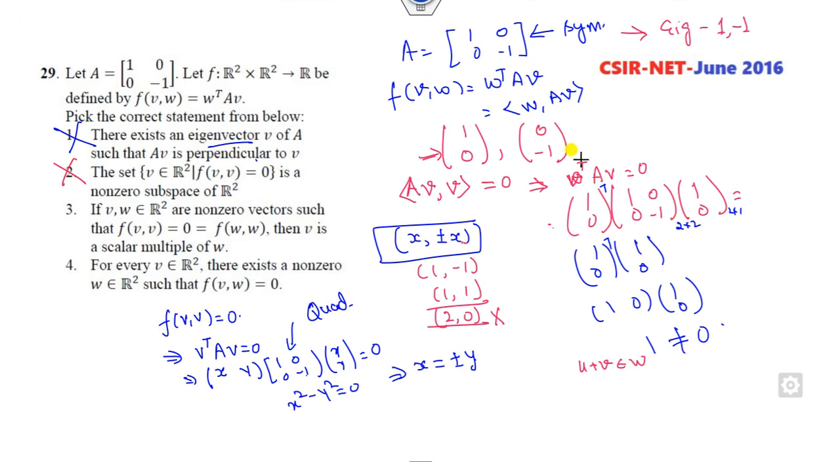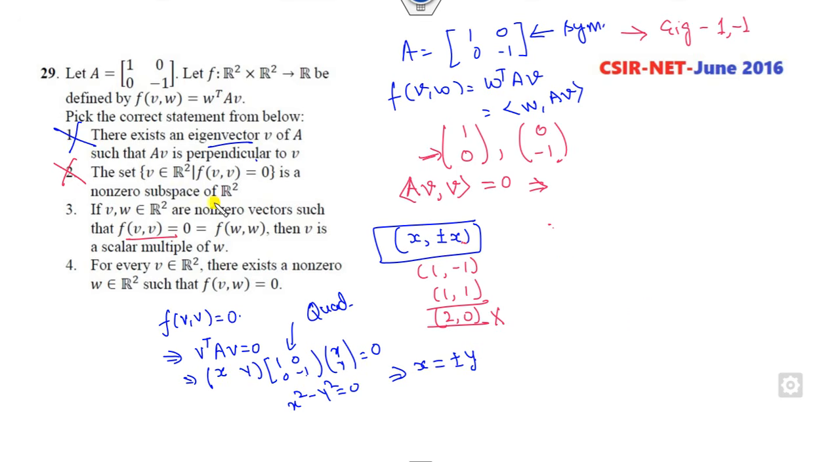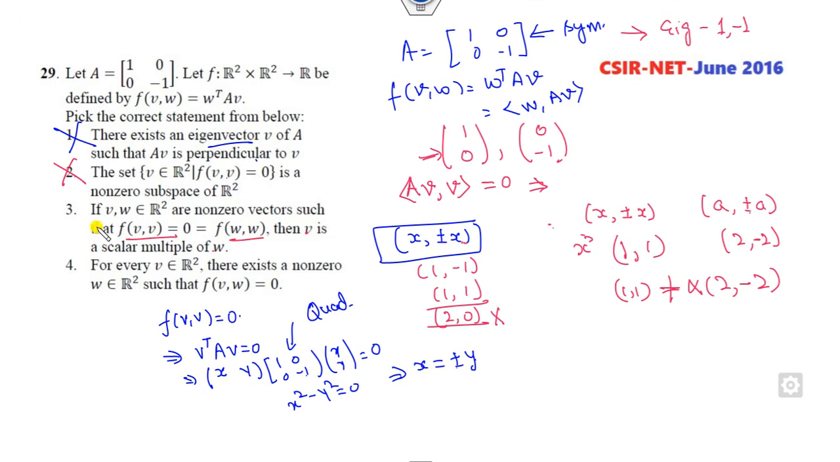The third option is similar to the first one. If this is satisfied, it means I have the pair (x, plus or minus x). If W is there, then I can say it's plus or minus a. If I simply take 1 and 1 it is satisfied, 2 and 2 is satisfied, and one of them is a scalar multiple of the other. Is it true? This is true. But if I consider the second pair as 2 and minus 2, it can never be written as a scalar multiple of the other. So it is not of this form. So the fourth is the correct answer.